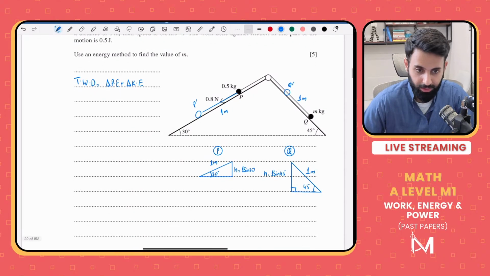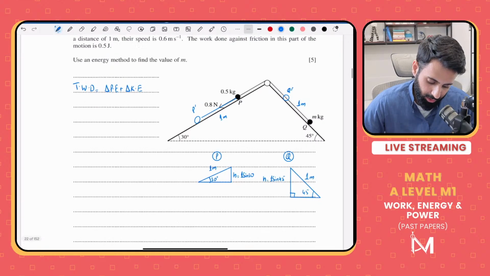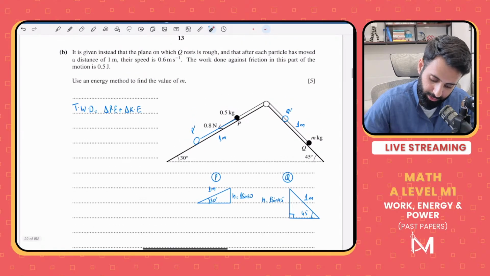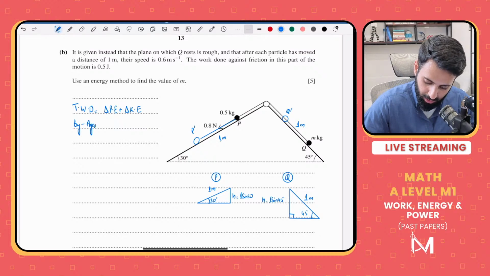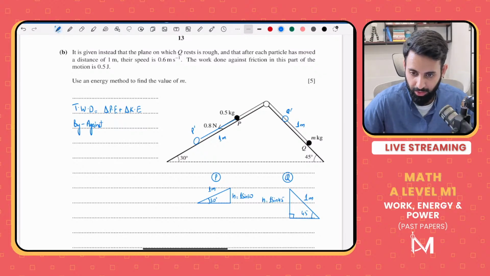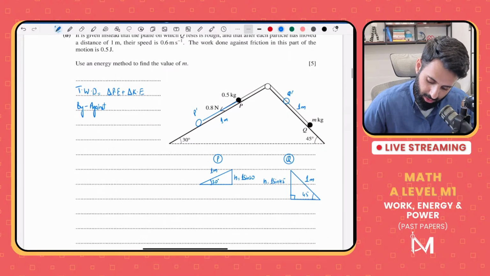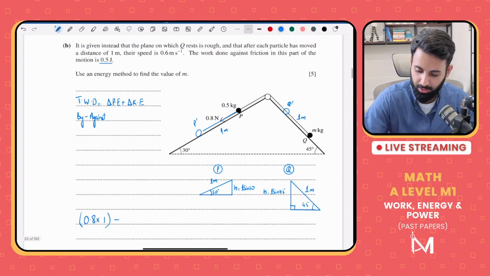Okay, now let's start putting things together. So what's the driving force? Driving force is any external force, and that is the 0.8 newtons. So 0.8 multiplied by the distance, which is equal to 1. And what's the work done against friction that's given to us in the question? That's 0.5.